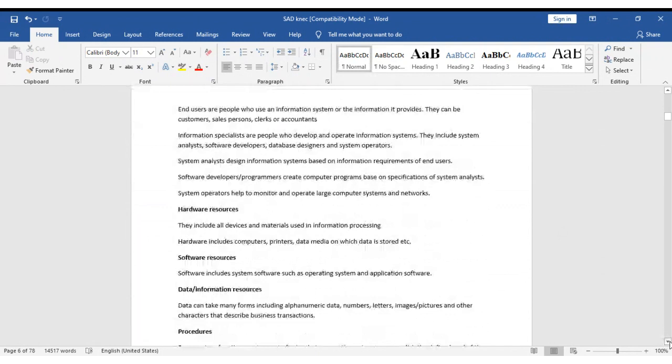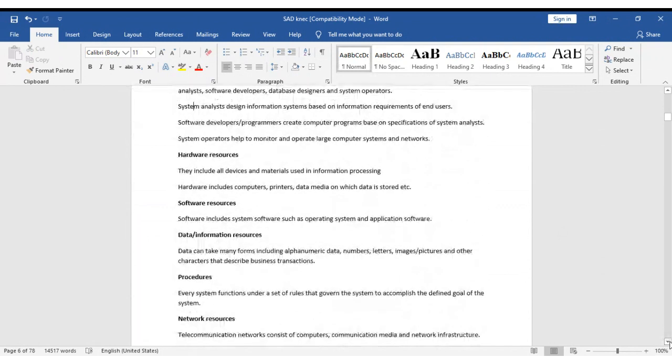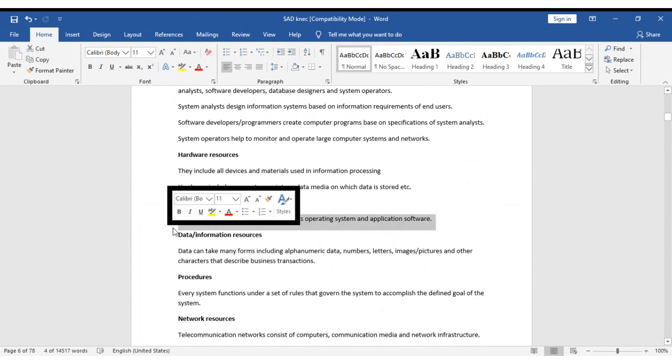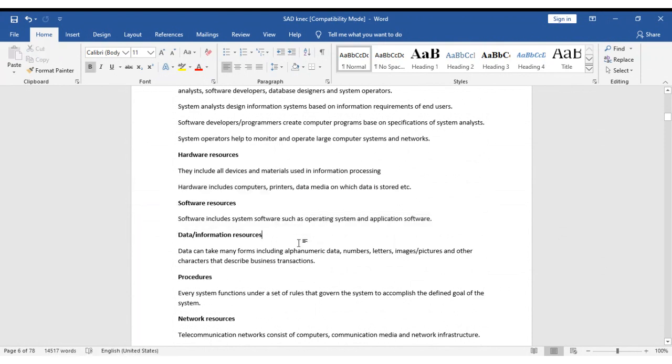Hardware resources include all devices and materials used in information system processing. Hardware includes computers, printers, data media on which data is stored, etc. We have software resources. Software includes system software such as operating systems, and application software.